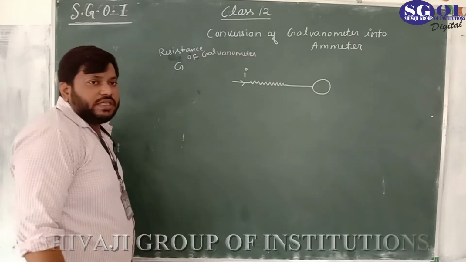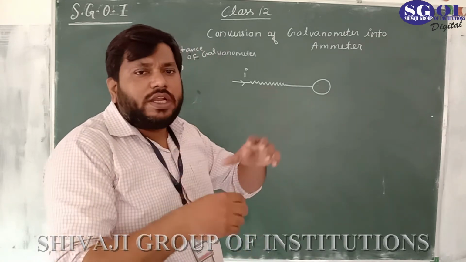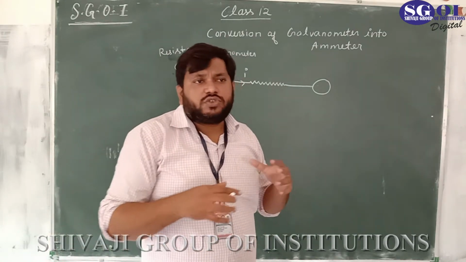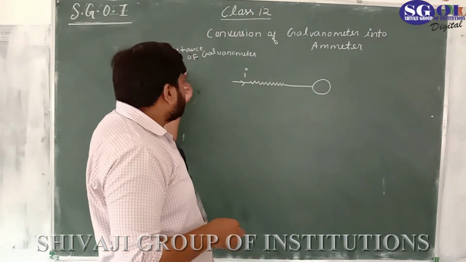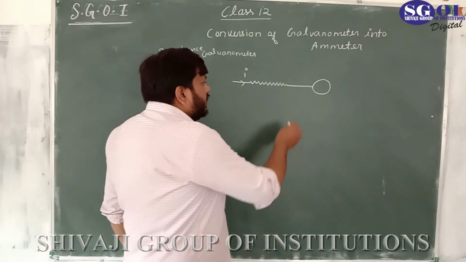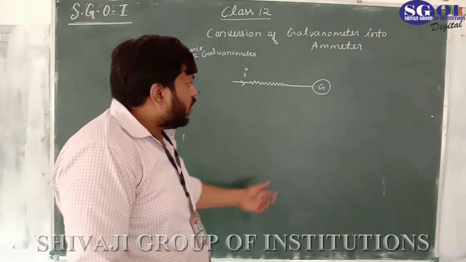G is the resistance of the galvanometer, because it has a coil, and each and every instrument, every device, has a particular resistance. So G is the galvanometer resistance, and we place the galvanometer in series. But there is a problem.